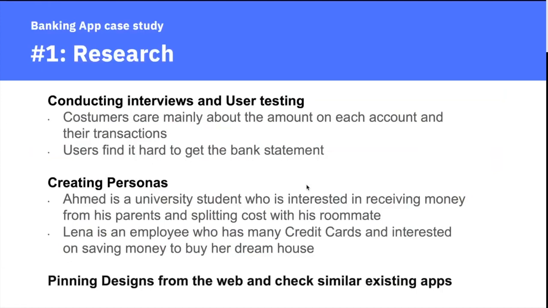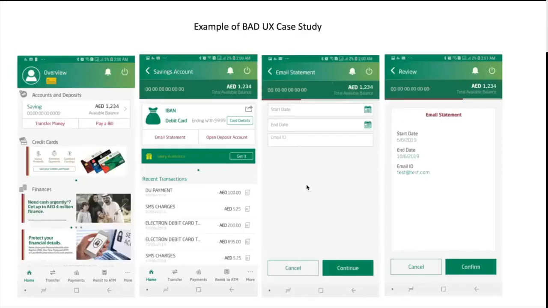And also, design inspiration is really important in user research. It's important to know how current apps are solving the problem that you are trying to solve. So, okay, let's apply the research steps that we have just mentioned in this mobile banking app.